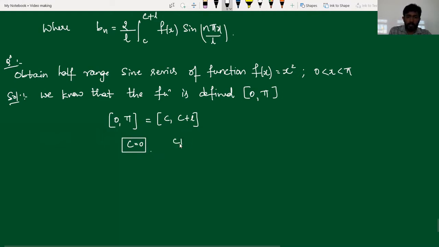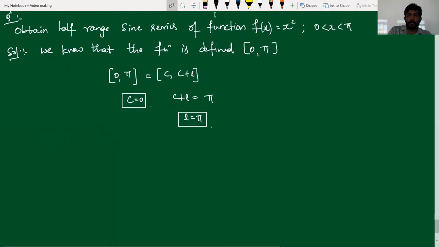So in place of c plus L we have pi. But since the value of c is equal to 0, if I substitute c is equal to 0 in this, we get L is equal to pi. So if I want to find out the sine half-range series of f of x equal to x square in the interval 0, pi, I have to substitute c equal to 0 and L is equal to pi in the general interval. So now we take the Fourier sine series formula.